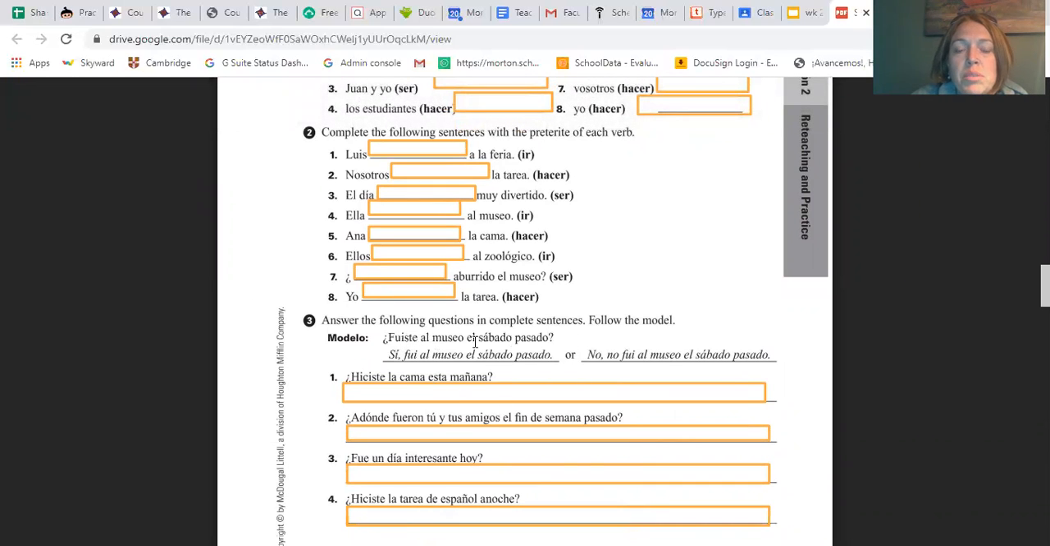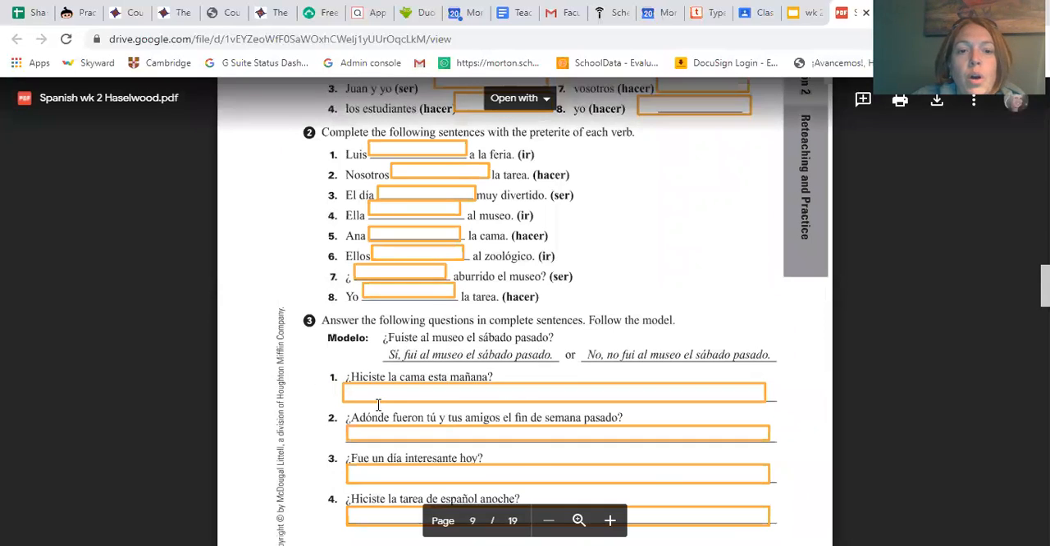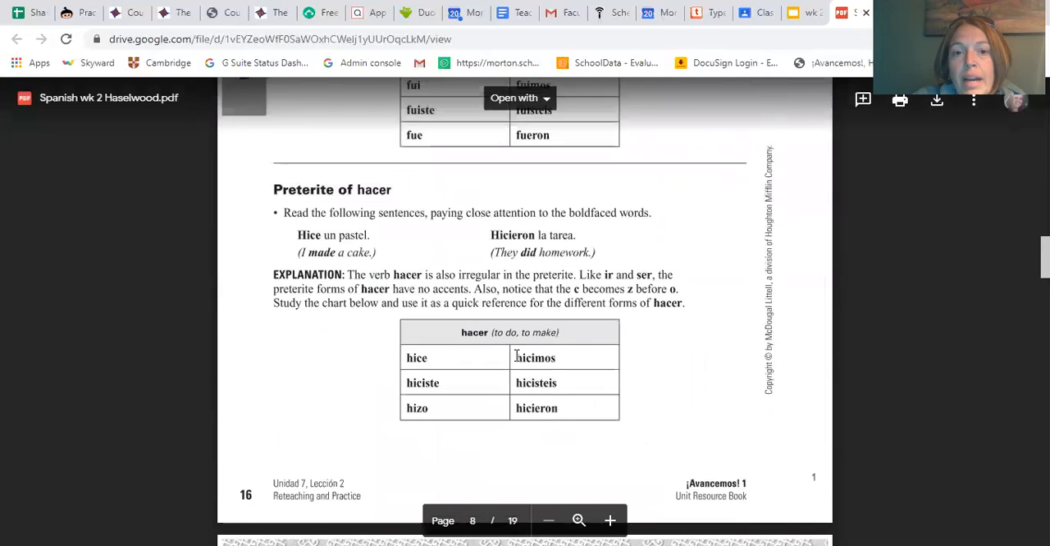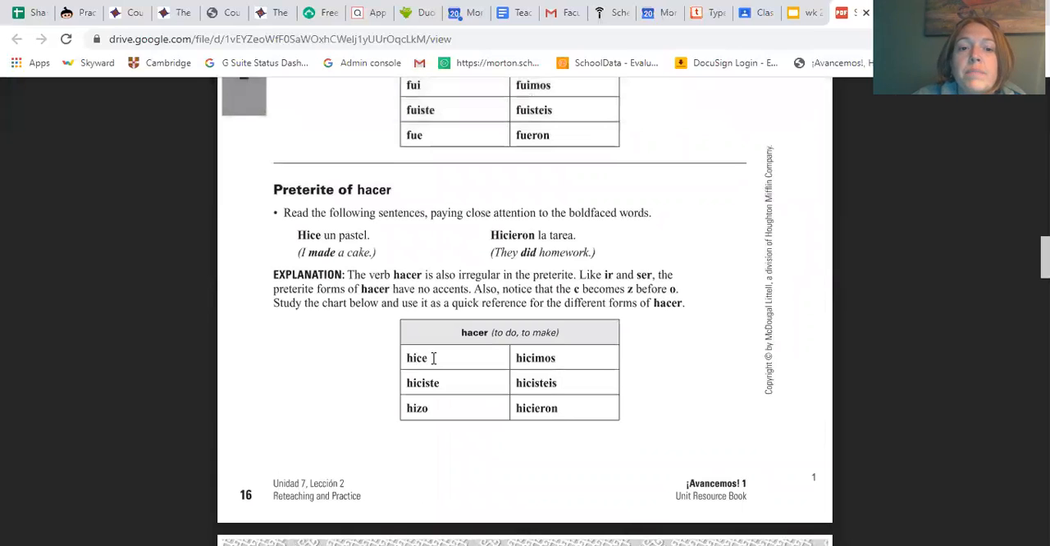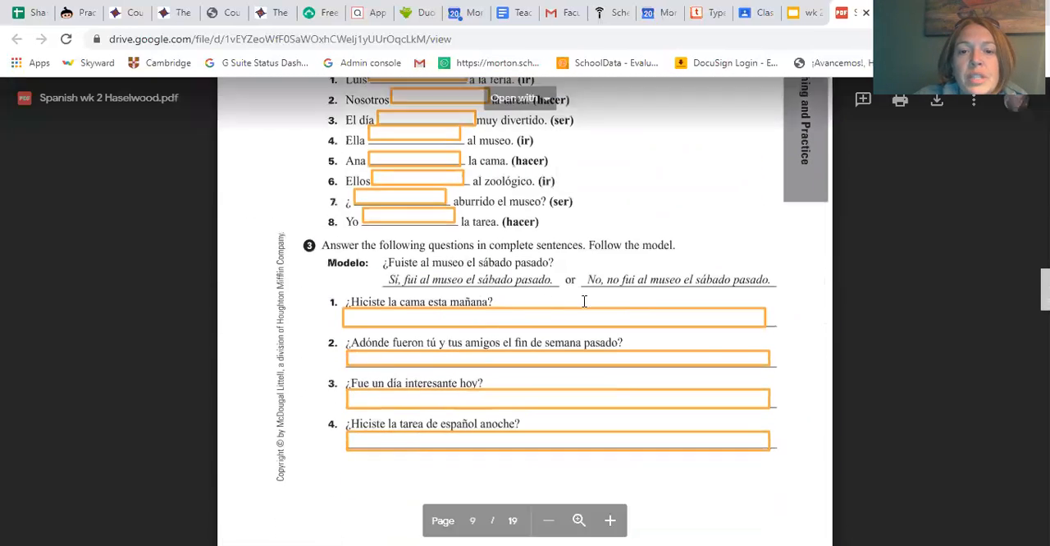It's asking you to complete the following sentences. This one is asking if you want to go to the museum on Saturday. Did you go to the museum last Saturday is what this question is asking. And so you can say, yes, I went to the museum this Saturday, or no, I did not go to the museum. And so those are your choice, but please note that the fui is where they've conjugated it, because it would be I. So did you make the bed this morning? No, I did not make the bed. So you would go back up, and to make, for I, would be hice. Okay. That is how you're going to do this section.